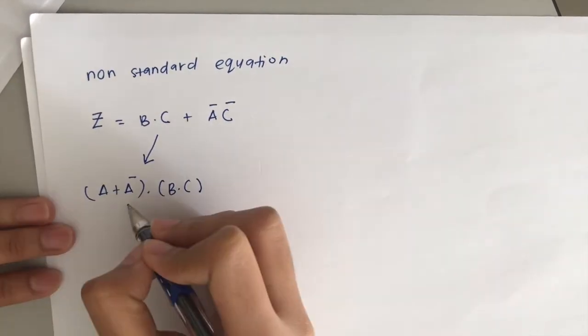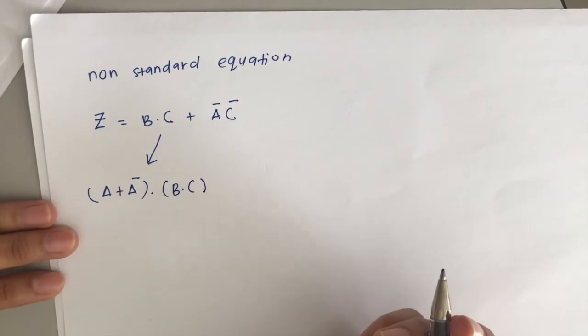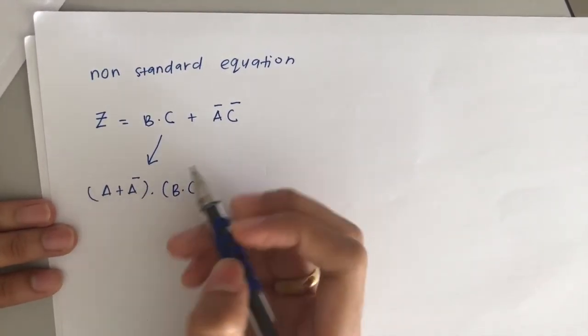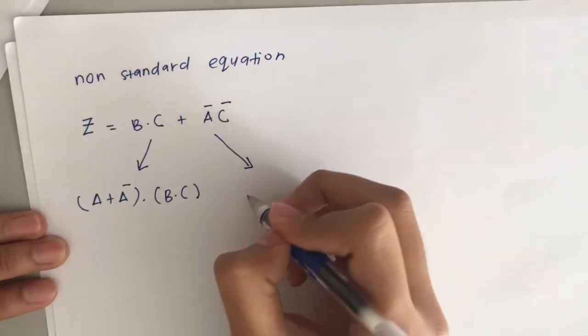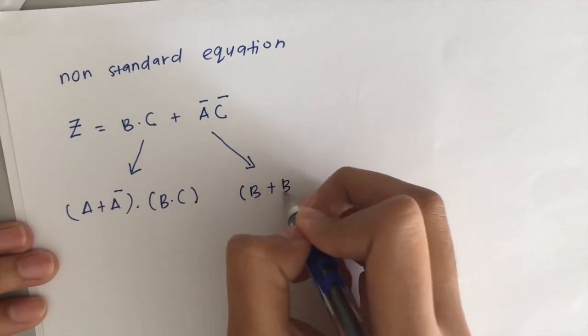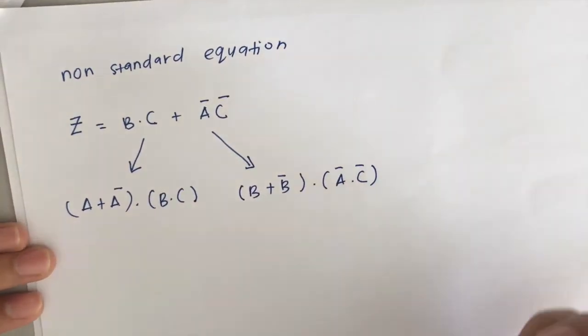Why should we put A? Because the equation doesn't have A. Every part should contain A, B, C. So that's why we put A in this bracket. And then for the second part, it doesn't have B. So we make B plus B naught in bracket dot A naught dot C naught.